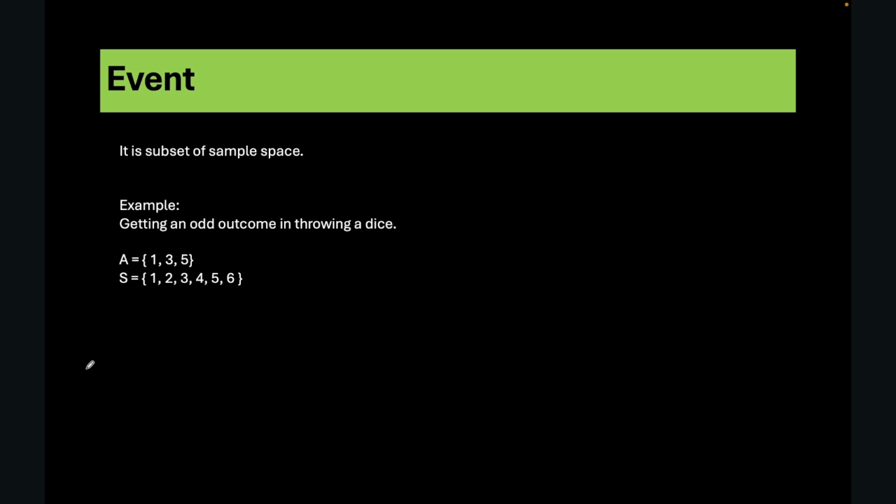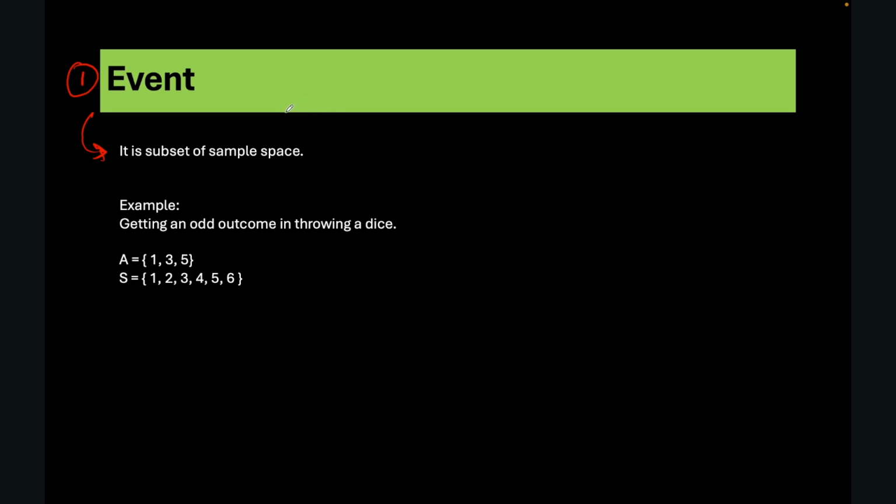So I thought we can just have a quick look at the basic terminologies that are used for the majority of the probability questions. Let's start with number one, which is our event. An event is simply defined as a subset of a sample space. An event is like the occurrence of an activity.